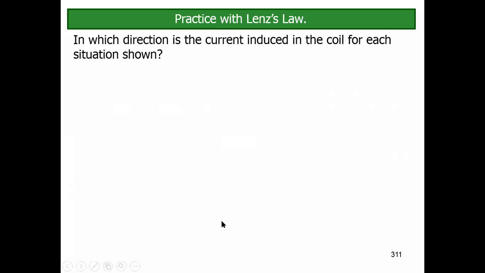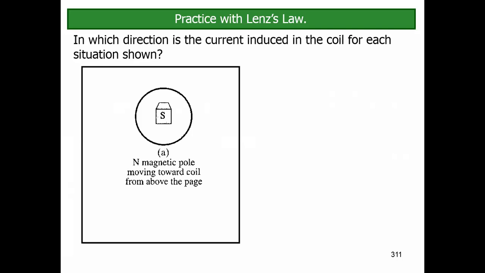Otherwise, let us practice with Lenz's law. First one: in which direction is the current induced in the coil for each situation shown? The N magnetic pole moving towards the coil from above the page. Can you try it, please?